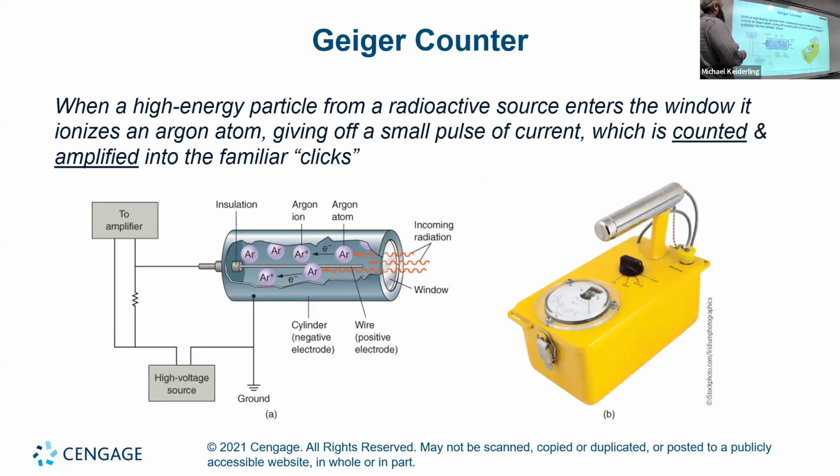This is usually measured with some sort of detector, like a Geiger counter. When a high energy particle from a radioactive source enters a window on the Geiger counter, it will ionize an argon atom, which will create an electric current, which will create a click that you hear, which gets counted and amplified into the familiar clicks. There are other things that you can use to detect other than argon. I believe these days they mostly use solid state scintillator materials, but that's a traditional Geiger counter.